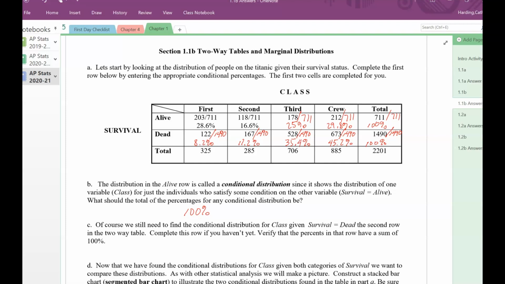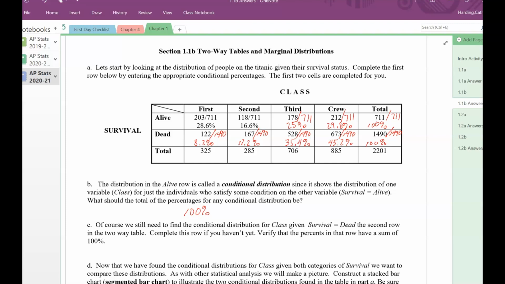So we talked about marginal distribution. That's the totals and the margins, either along the bottom, which was ticket class, or along the last column, which was survival status. But we can also do something called a conditional distribution. A conditional distribution shows how one variable is distributed over another given variable. So if you look at part B, it says the distribution in the alive row is called a conditional distribution, since it shows the distribution of one variable just for the individuals who satisfy the survival status that they are alive.